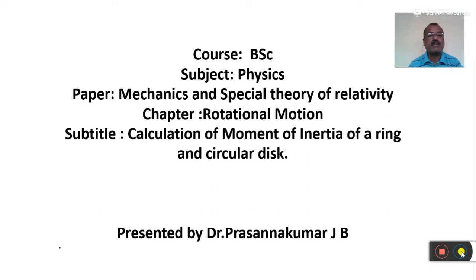The paper is Mechanics and Special Theory of Relativity. In this, the chapter is rotational motion. The subtitle is calculation of moment of inertia of a ring and a circular disc.